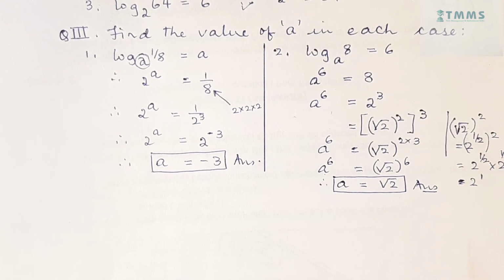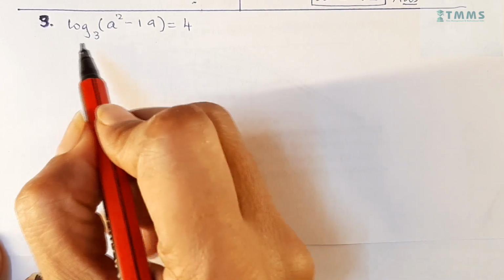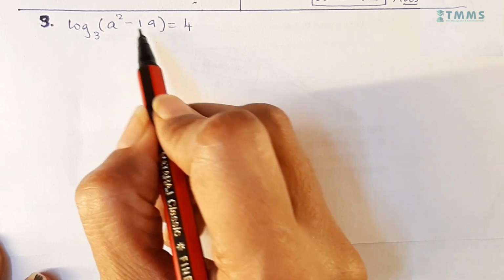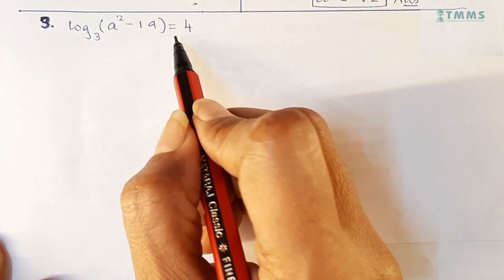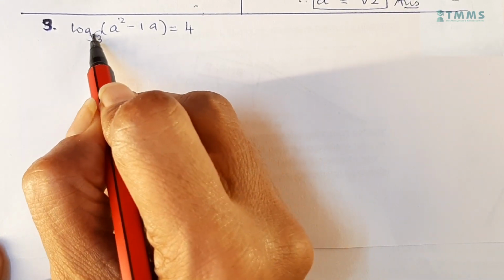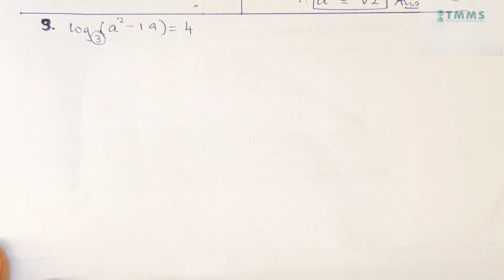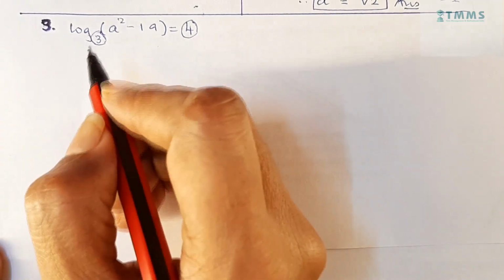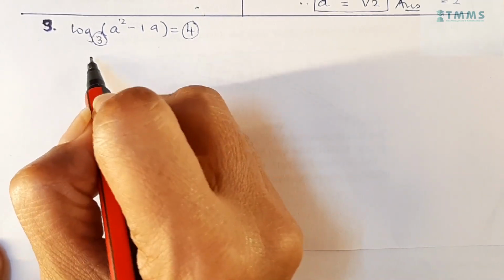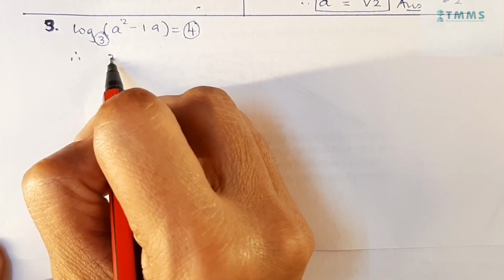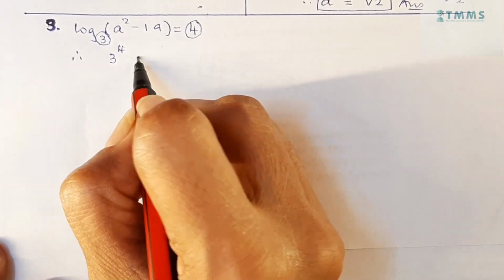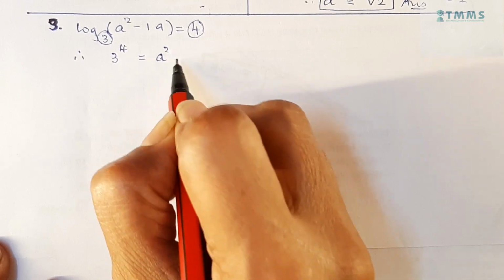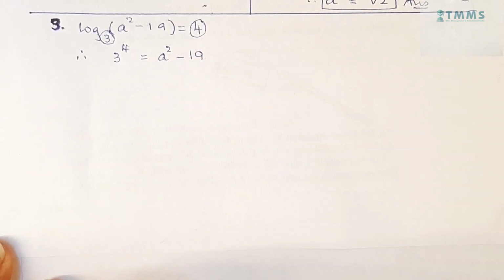Did we get this? Did we understand it? Let's move to another one still. Log a square minus 19 to the base 3 is equal to 4. Which is the base here? Come on, tell me. Isn't it 3? Which is the exponent? Isn't it 4? So, if it's a logarithmic form, what will we do? Convert it into exponent form. And so you will have, therefore, 3 raised to 4 is equal to a square minus 19.